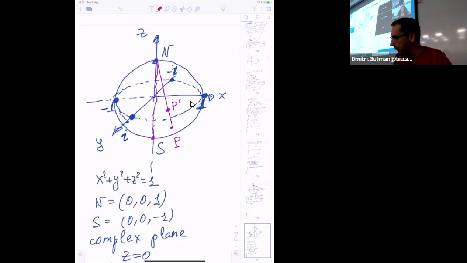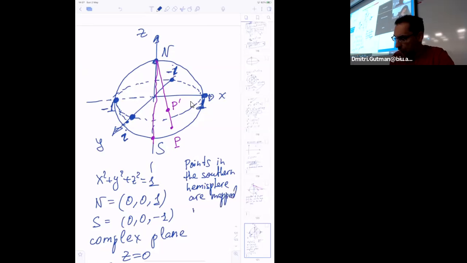Now, what we see from here, that all points in the southern hemisphere are mapped into the interior, inside the unit circle.